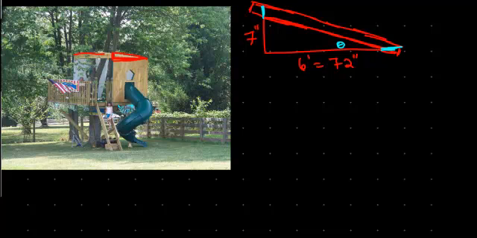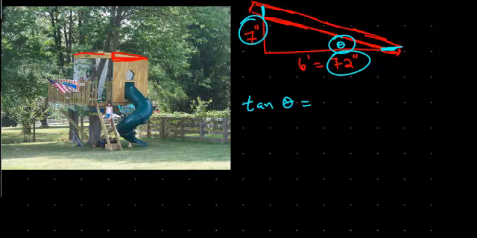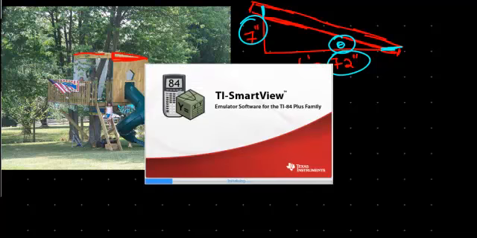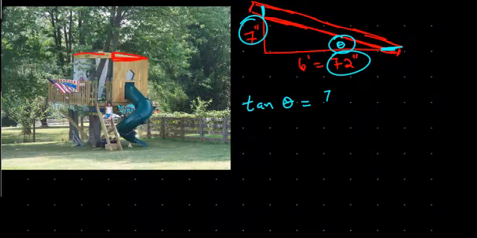Okay? So to figure out theta, I know the opposite side of my triangle, and I know the adjacent side. I know the rise over the run. That gives me the tangent of theta. Tangent theta equals rise over run, 7 over 72. Let me start my calculator, the TI Smart View emulator software, and give it a second to warm up.